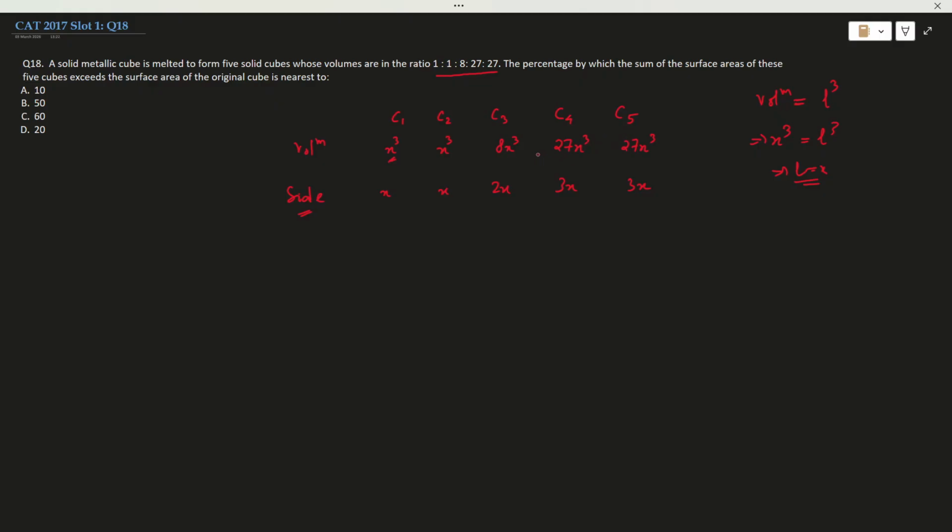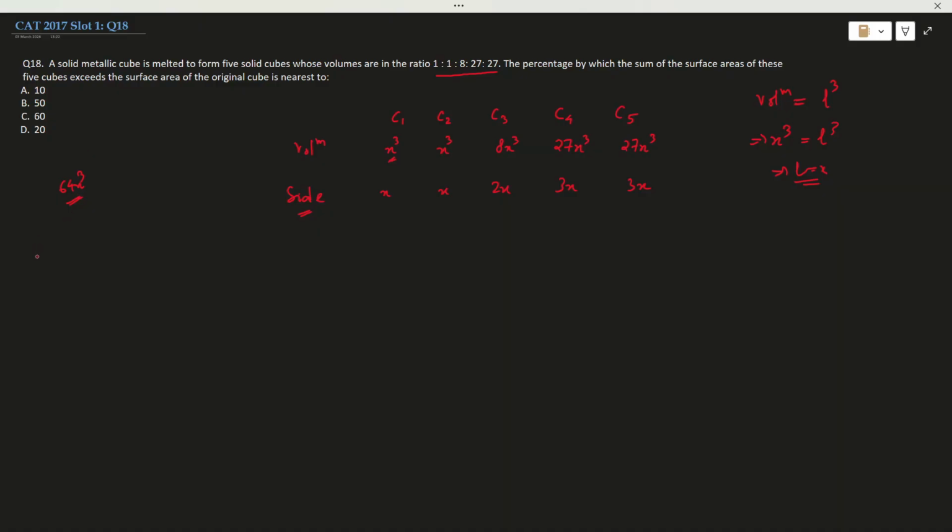So what is the total volume guys? 27 plus 27 is 54. 54 plus 8 is 62. 62 plus 2 is 64. So total volume is 64x cube, right? Total volume is 64x cube. So initially the volume of the cube was 64x cube.